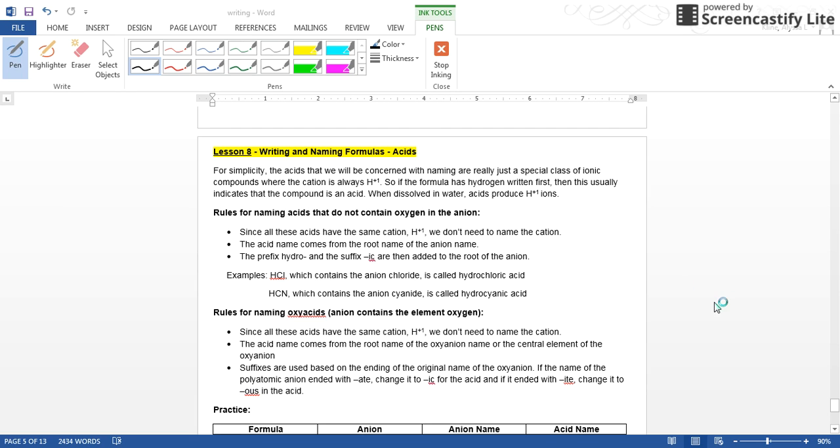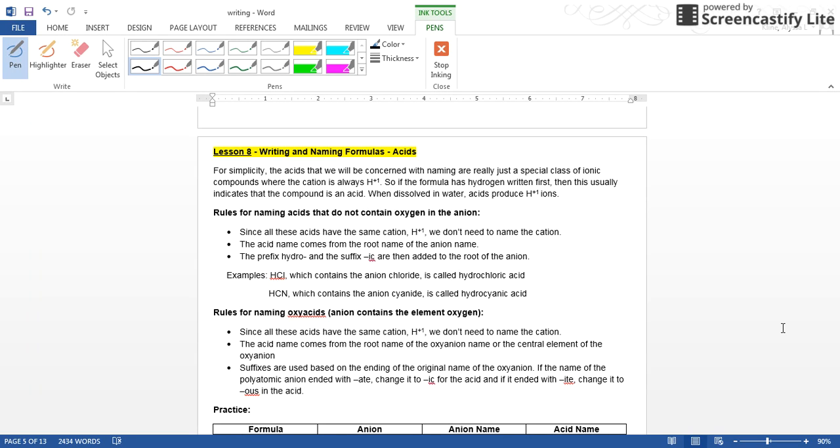Okay, so we're going to look at how we write name formulas for acids. Basically, we're going to focus on acids being a special class of ionic compounds. The cation is always hydrogen plus 1. If the formula has hydrogen written first, then it usually indicates this is an acid. We'll talk more about these later on as we go throughout the year, of how to recognize them and when this really matters. But right now, we're just going to focus on naming these things.